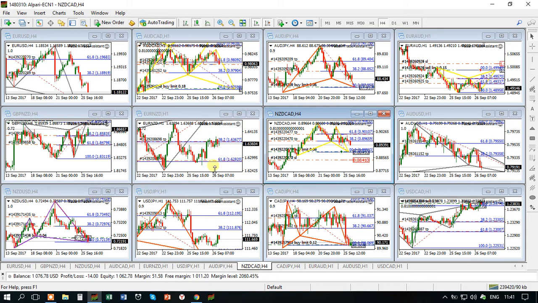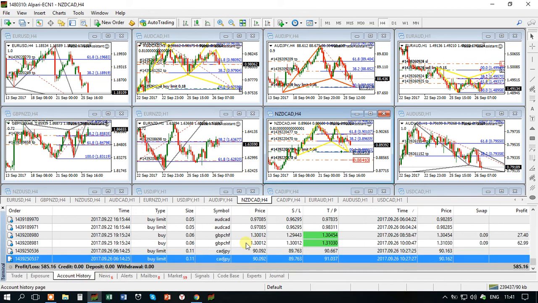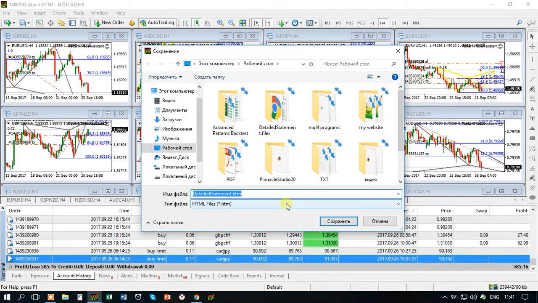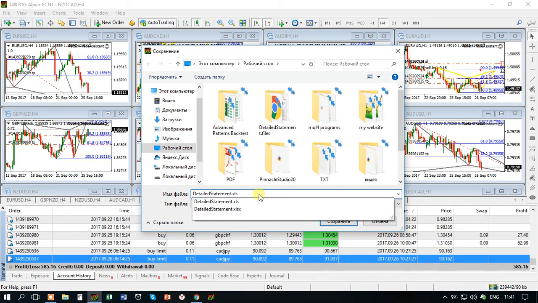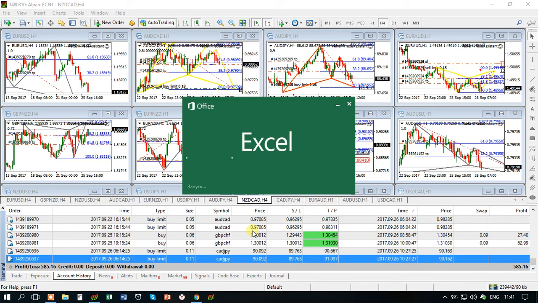I promised you to show you my stats, so let me go to account history and let me go to save as detailed report. As we are interested in numbers, I will need to save this detailed statement as XLS file. XLS. Replace the existing one. Why do I need that in XLS file? Because I want to edit slightly.